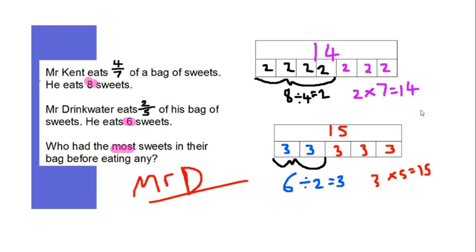Mr. Drinkwater, 6 divided by 2 equals 3, so there should be 3 in each of these parts. Put all the parts back together to work out what's in the whole. 3 multiplied by 5 is 15. So the answer, Mr. Drinkwater had 1 more sweet than Mr. Kent.